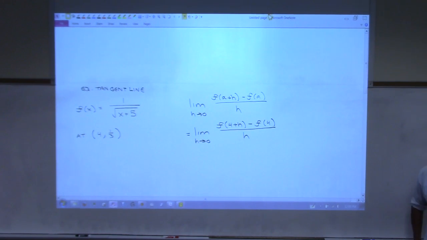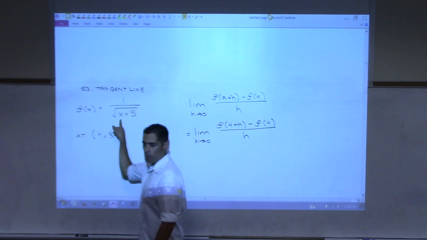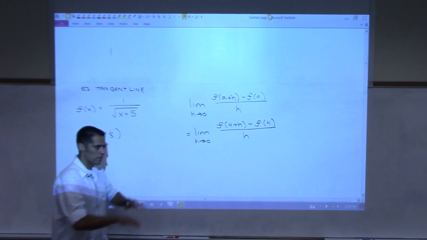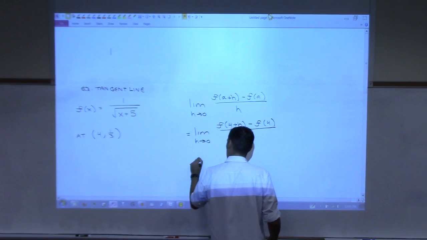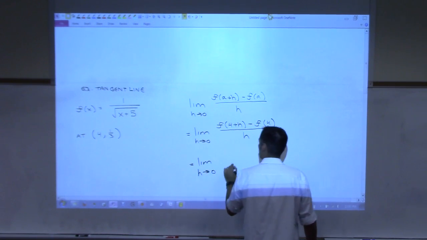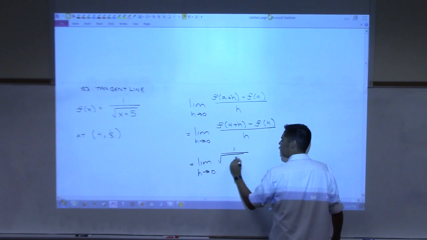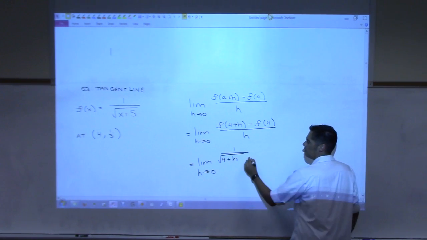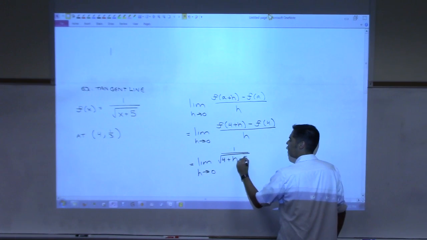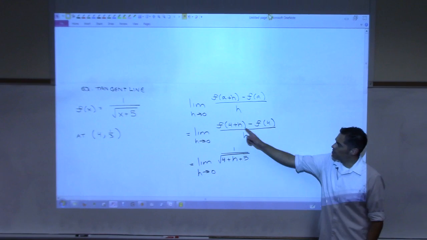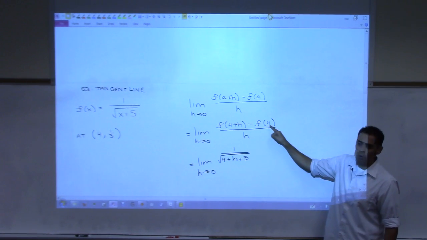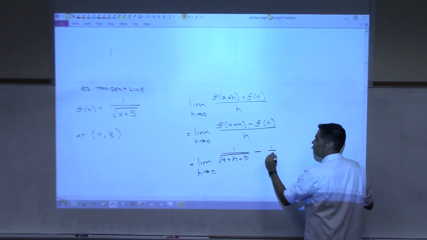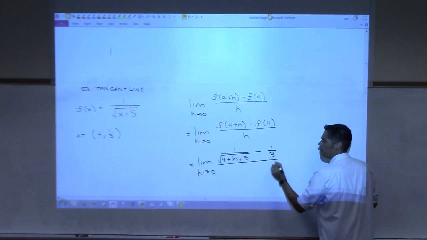Now I'm just going to replace my x in my function with 4 plus h, right? That's what this means. Replace that with 4 plus h. Rewrite the whole thing. So limit as h goes to 0, 1 over square root of 4 plus h, plus 5. All right, so that's my 4 plus h in the function. Then I have minus f of 4. So minus, what's f of 4? 1/3. 1/3. All over h.